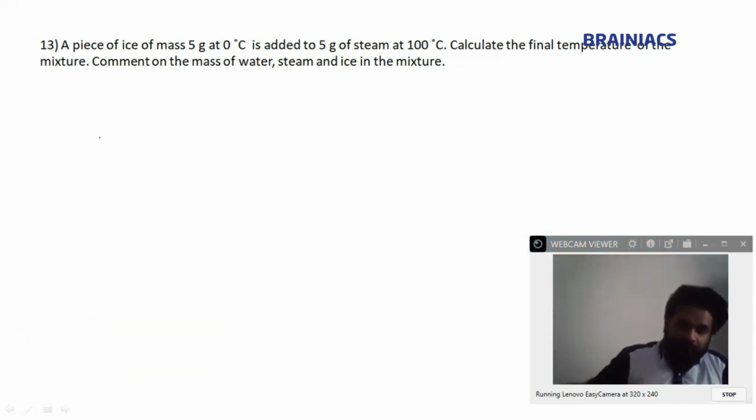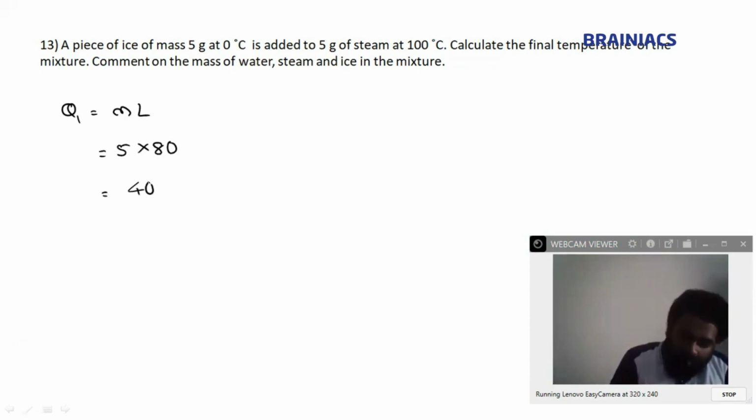Again, same way. This side Q1. This side what we have? We have ice at 0 degree Celsius. Let us convert full ice into water. That is mL. So 5 into 80. So this is going to be 400 calorie required.